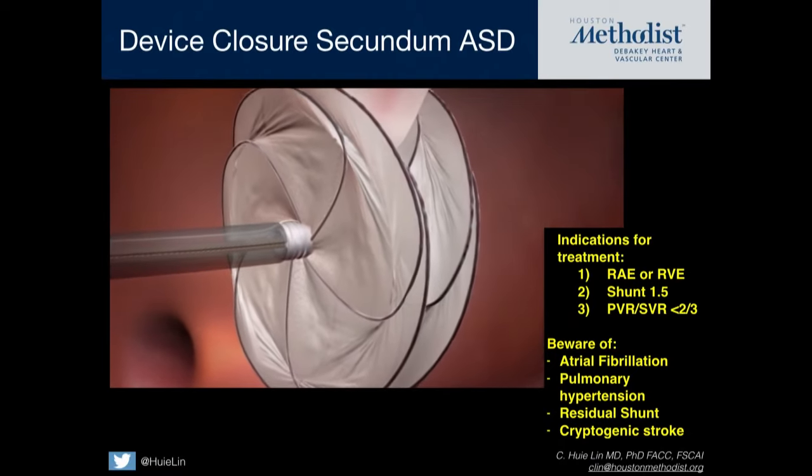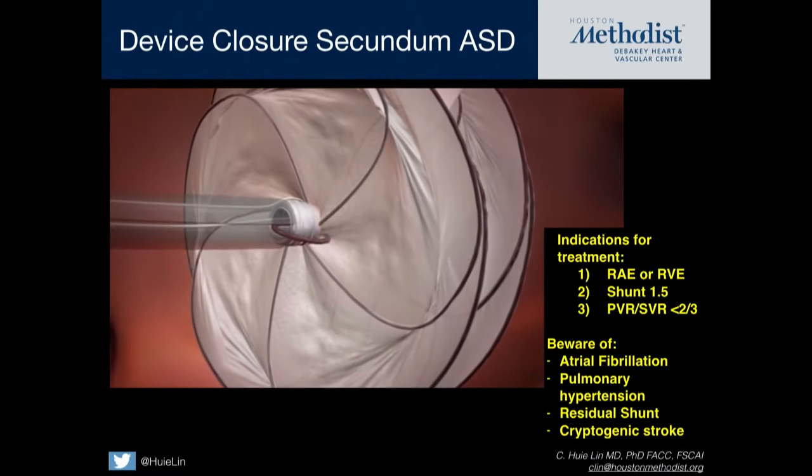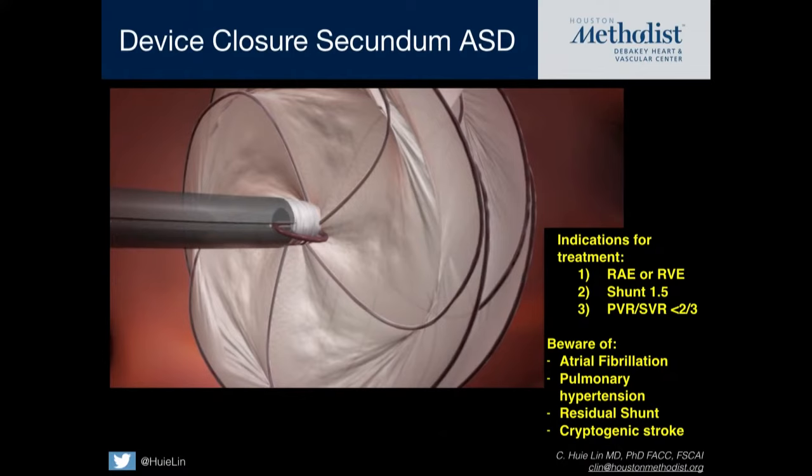If there's evidence of right atrial enlargement or right ventricular enlargement, a Qp to Qs of 1.5 or greater. However, these lesions also have to demonstrate a low pulmonary vascular resistance and typically must have a pulmonary vascular resistance to systemic vascular resistance ratio of less than 2/3. For these patients, both repaired and unrepaired, especially if they're repaired late in adulthood, you need to be aware of the possibility of atrial fibrillation that risk may continue to persist.